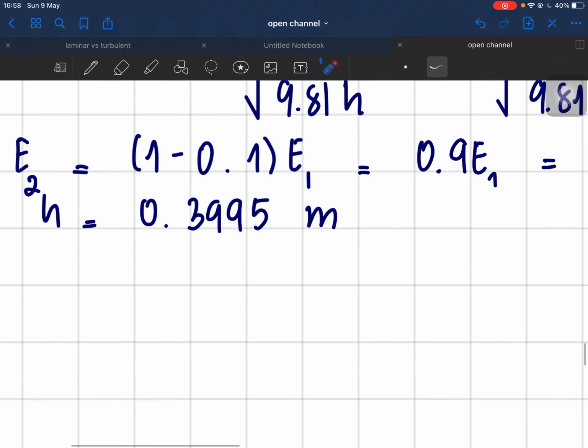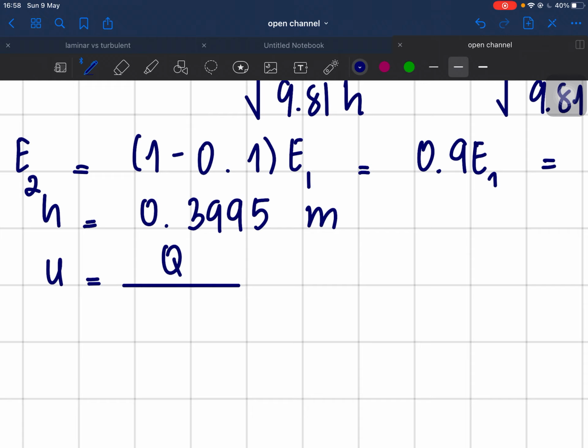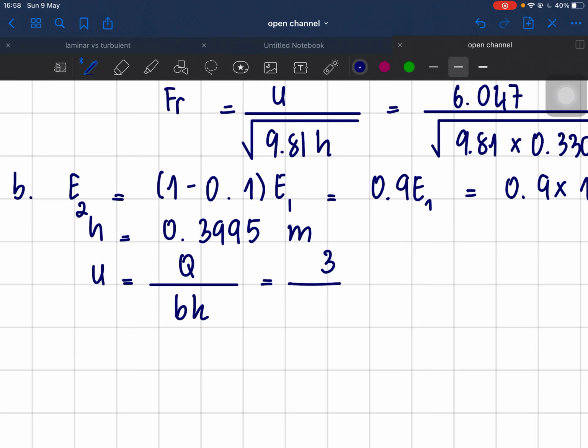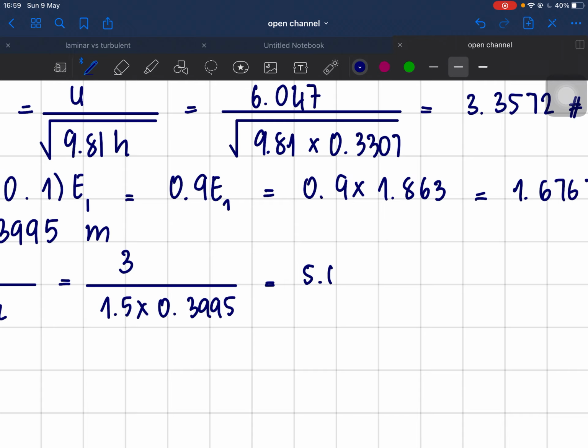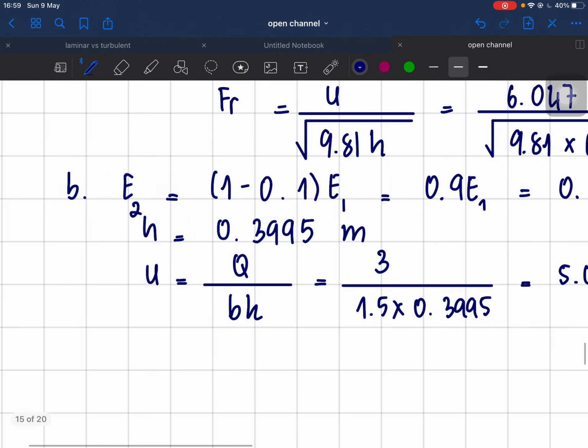So we have this one, and we can continue to find the u, which is Q over BH equals 3 over 1.5 times 0.3995. So 3 over 1.5 times 0.3995. The answer is 5.006. The answer is in meter square per second. Oh, not meter square, meter per second.